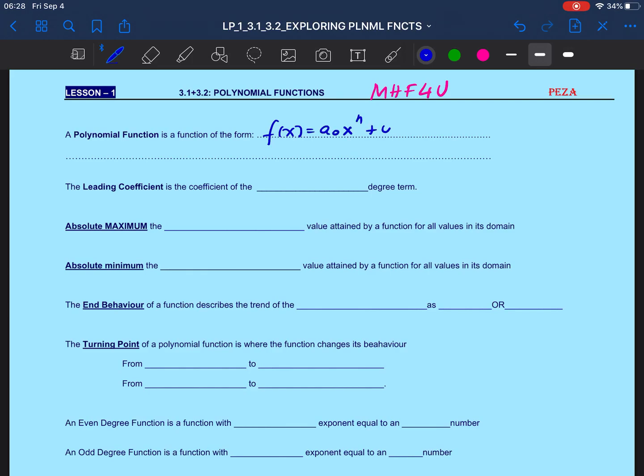a0x to the power of n plus a1x to the power of n minus 1 plus a2x to the power of n minus 2, and we continue the pattern until we hit the last term, anx to the power of 0. As you see in the equation, three letters are involved: a, x, and n. And as always, the letter x represents the independent variable.